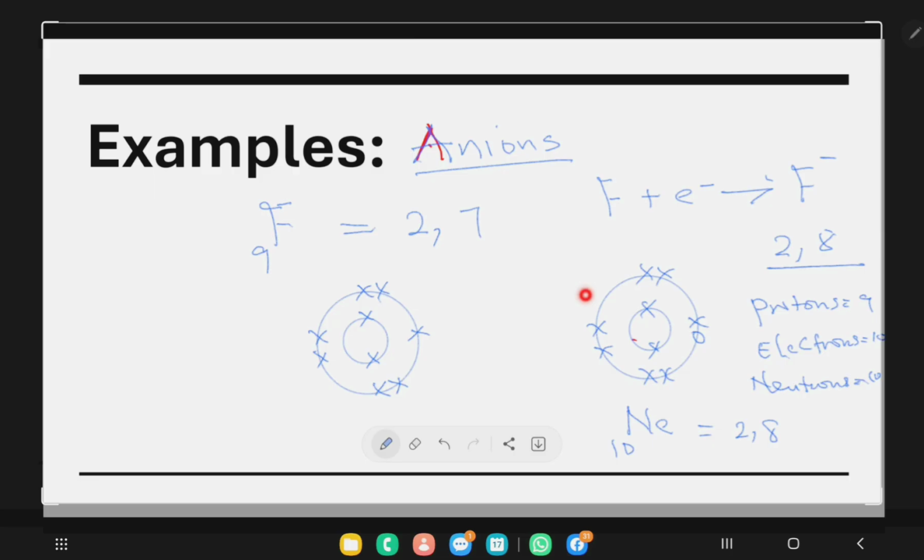So this is what happened in the formation of ions, the formation of cations and the formation of anions. In our next video, we'll be using this to discuss ionic bonding, what we call the electrovalent bond.